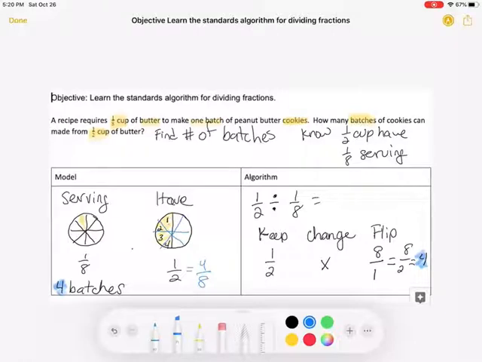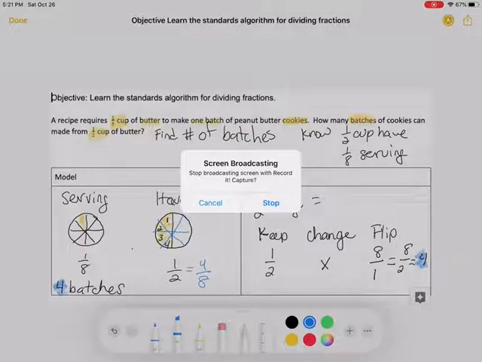When we're working with the algorithm, we always want to start by writing our problem as a division problem. Then we want to keep the first fraction. We want to change our division sign to multiplication, and then we want to flip the last fraction to its reciprocal, and then we simply multiply straight across. And that's how we use the standard algorithm of dividing fractions.